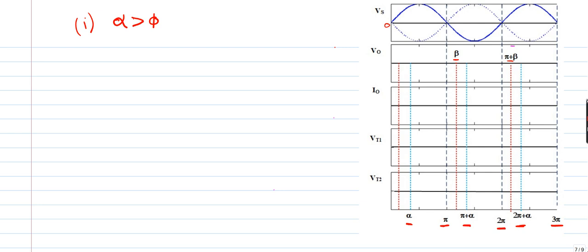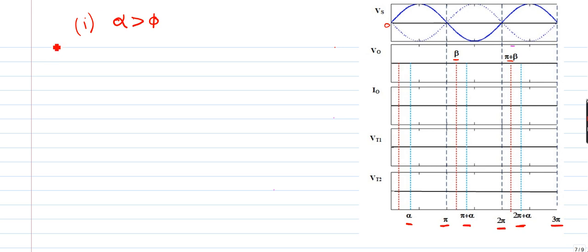So we have identified the beta instants also. What are the things we have identified? Zero crossings, pi, 2 pi, 3 pi, triggering instants alpha, pi plus alpha, 2 pi plus alpha, extinction instants beta, pi plus beta. These are with respect to the 0 point, and this beta instant is from the previous negative half cycle. That's why I have not given any name to this red line, that is for the extinction angle instant.